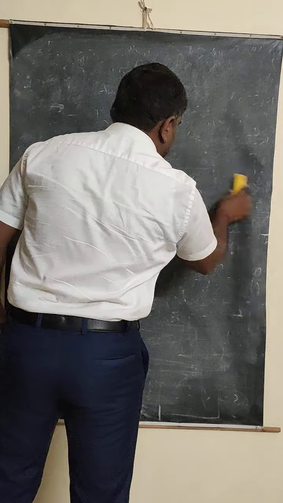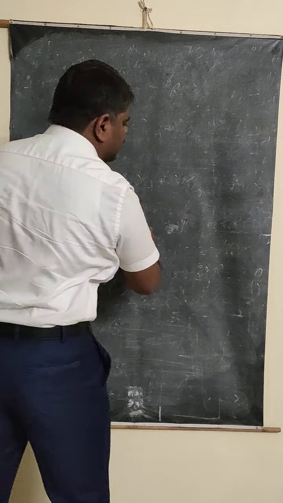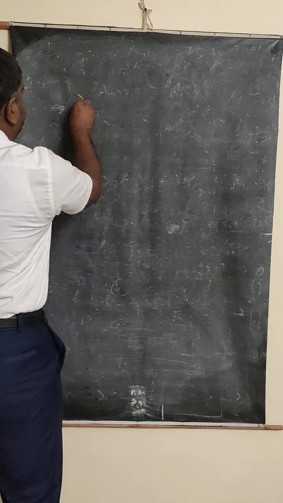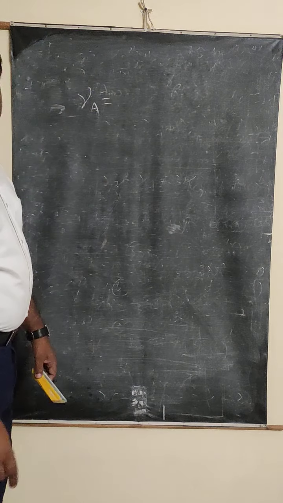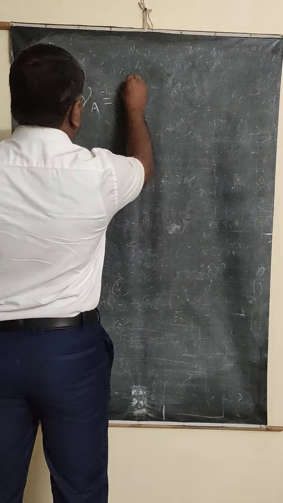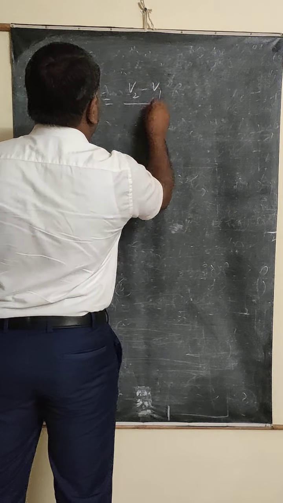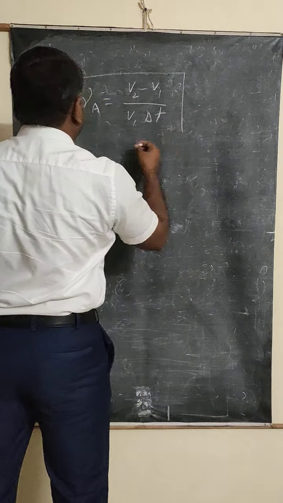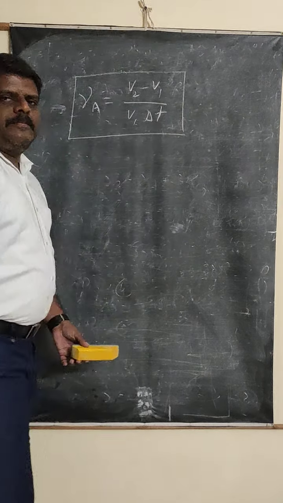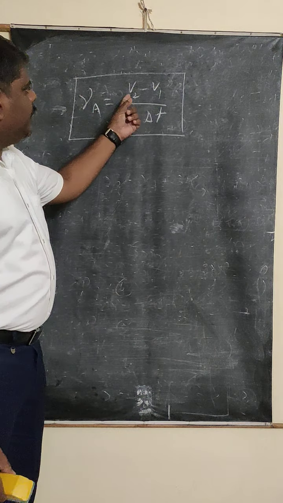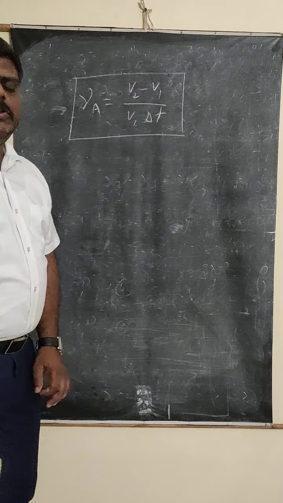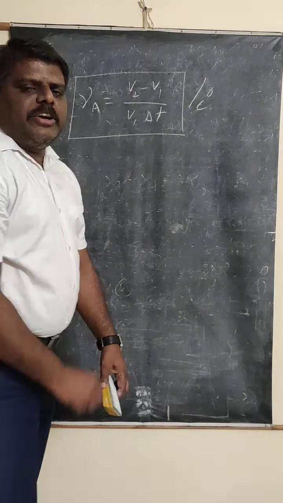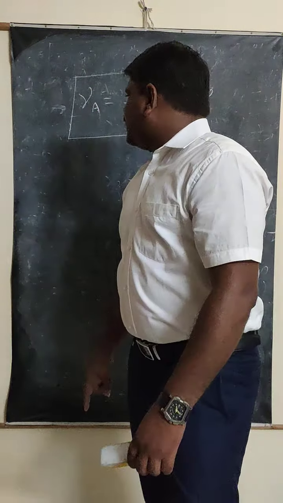The coefficient of apparent expansion is represented by gamma A, and the formula can be written as gamma A is equal to V2 minus V1 by V1 into delta T. Here delta T represents T2 minus T1. Gamma A is equal to V2 minus V1 by V1 into delta T, and the unit is per degree Celsius. The unit will remain the same, per degree Celsius.